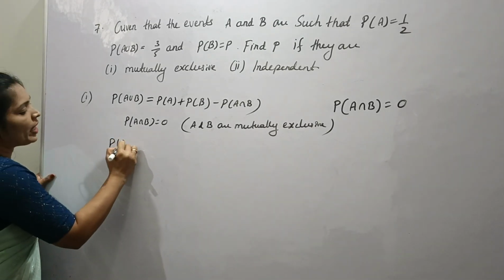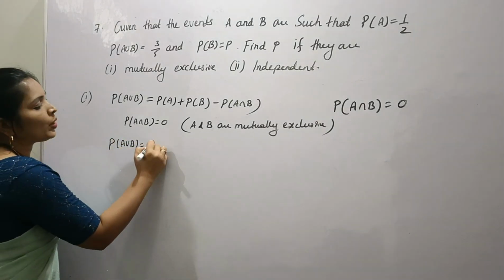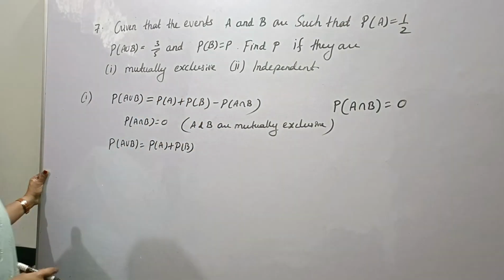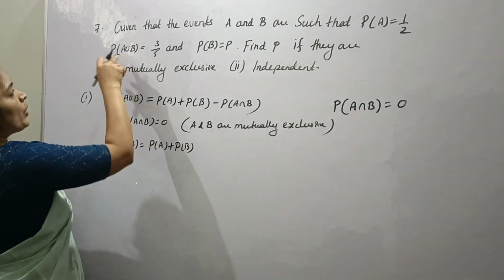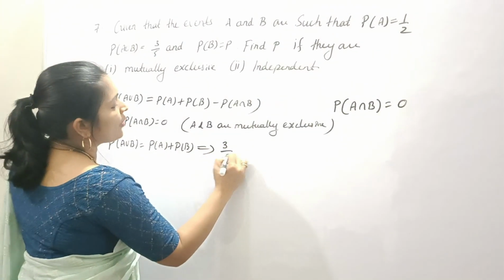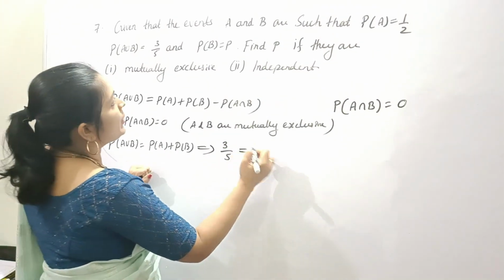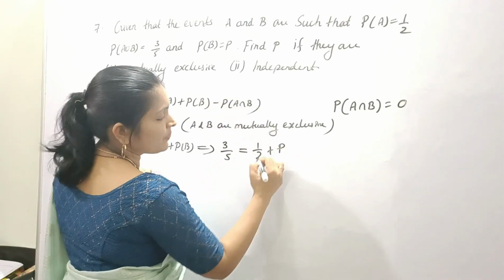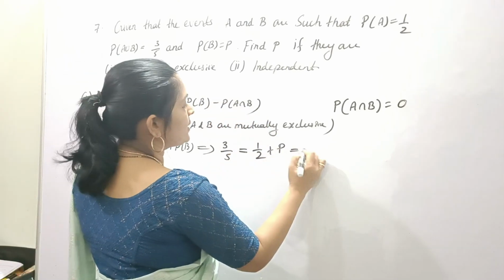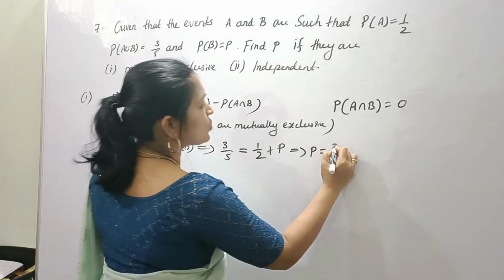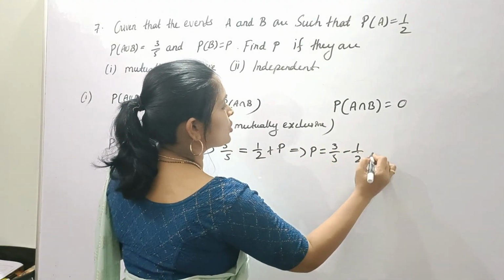Therefore, probability of A union B is equal to probability of A plus probability of B, since the probability of A intersection B is 0. Now, let's substitute probability of A union B, which is given as 3 by 5. That is equal to probability of A, which is 1 by 2, plus probability of B, which is P. That implies P is equal to, taking this 1 by 2 here, 3 by 5 minus 1 by 2.